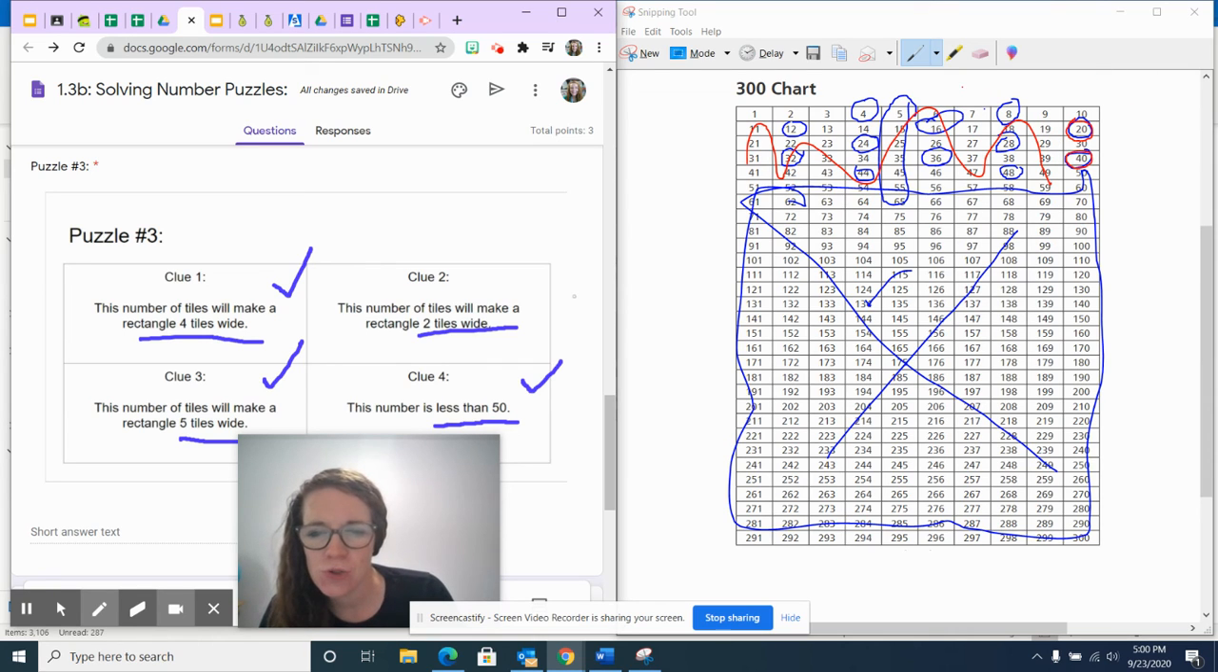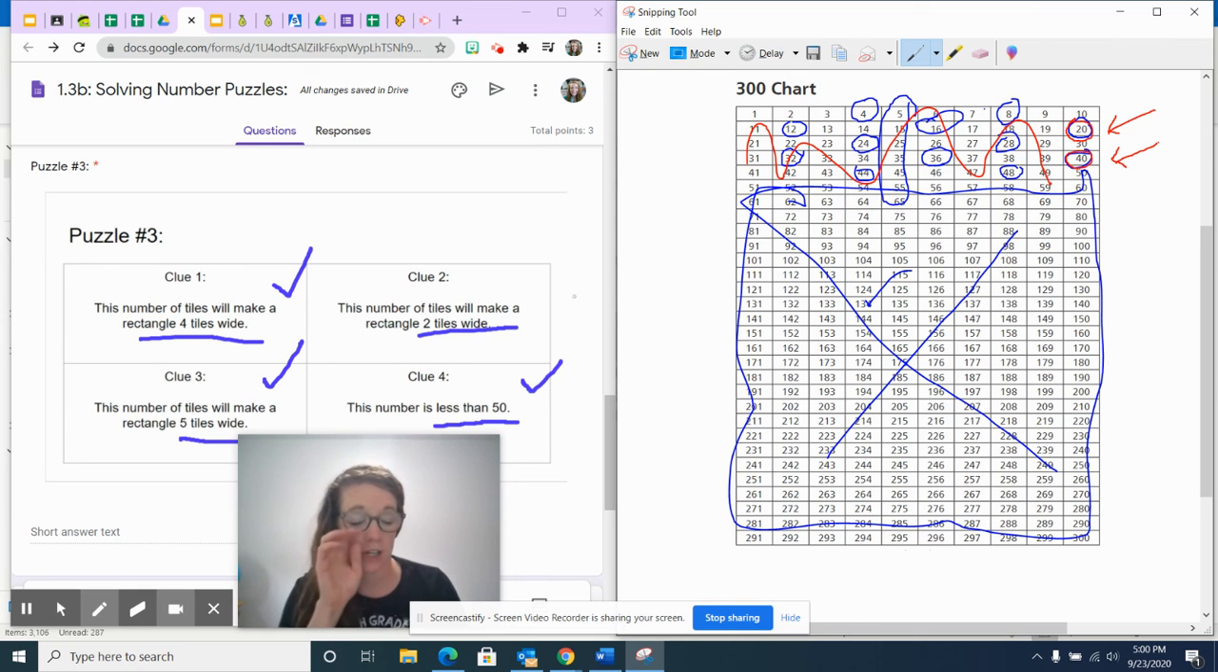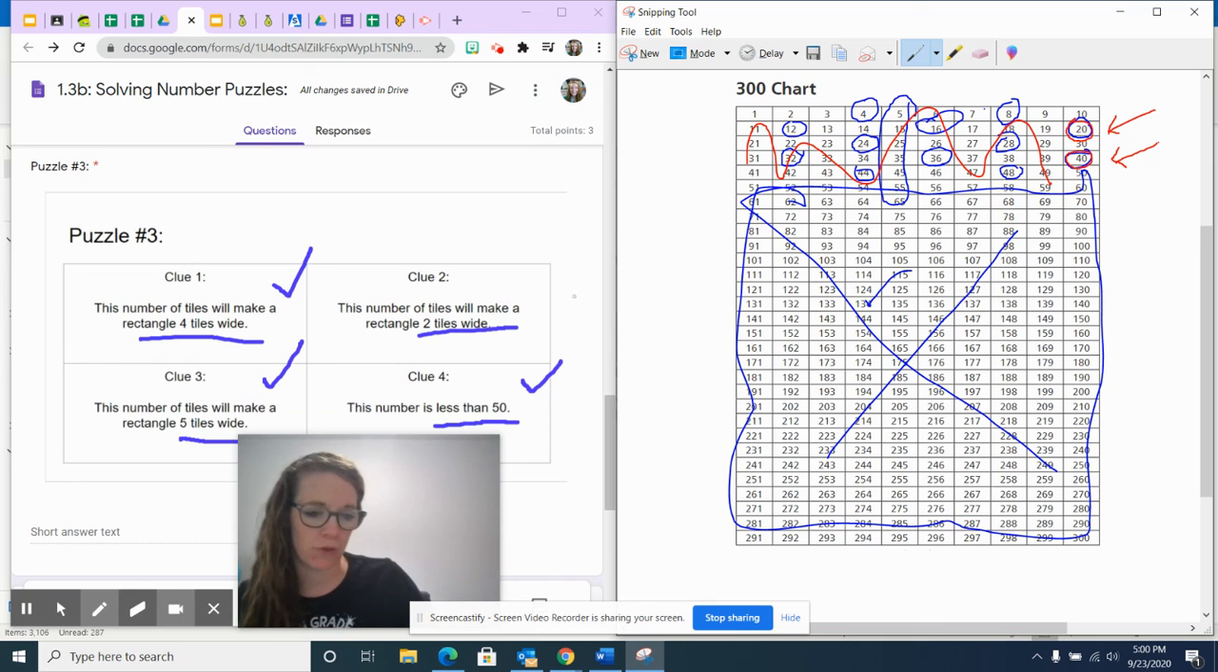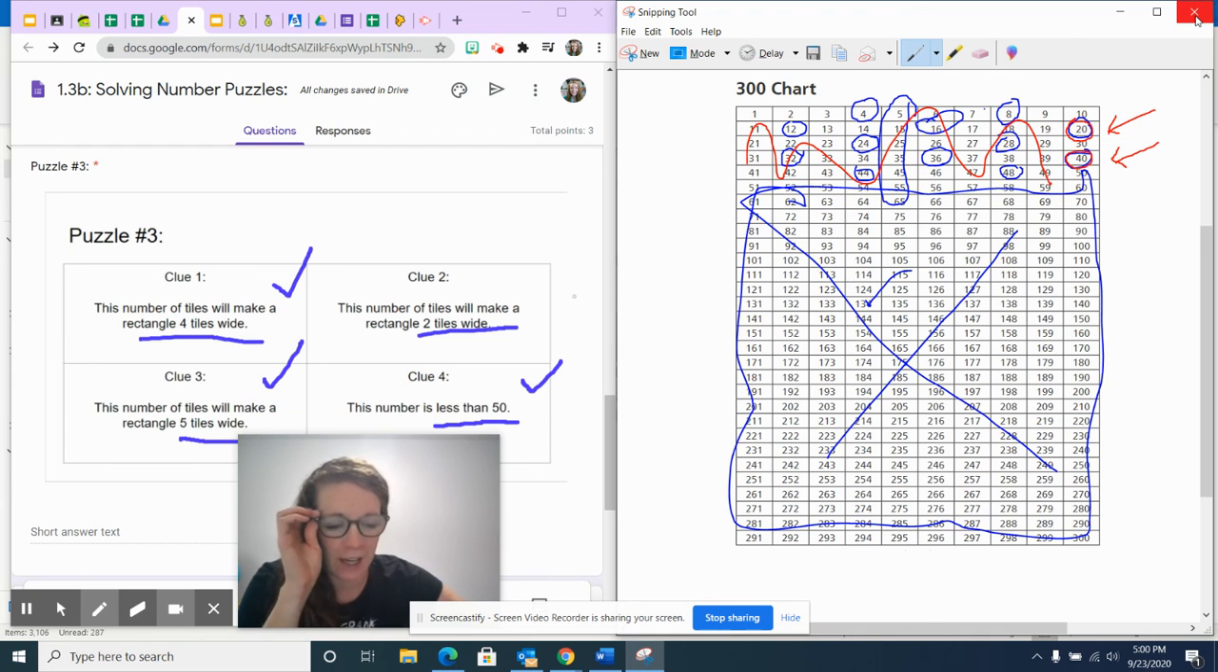So these 2 numbers fit all of the clues, 20 and 40. So our magic number is actually both of those. There's actually 2 magic numbers. So if you put either one of those, or if you put both, you would have gotten this correct. So think about where did you go wrong and what can you do better next time so that you can get it correct.